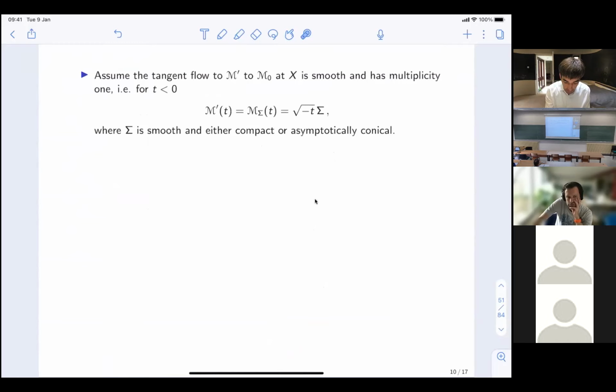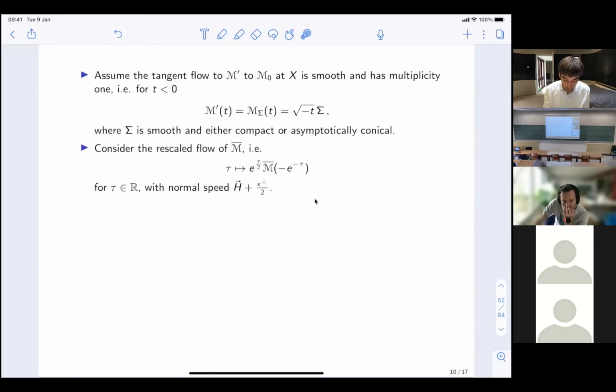Okay, now this was the assumption before. Now this was our initial flow here. This was the singular point we looked at. That was the tangent flow. Okay, we assume it's multiplicity 1, and the cases we can treat are that it's a compact shrinker like the Angenent torus, or it's asymptotically conical like this example of Cañete, Klein, and Möller. Okay. Now, you see there's a natural scaling in here.